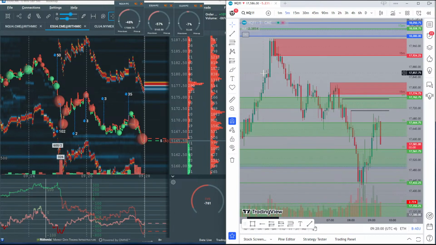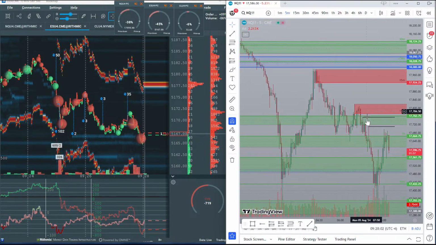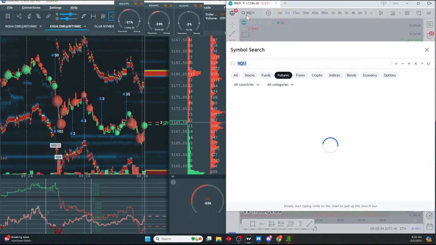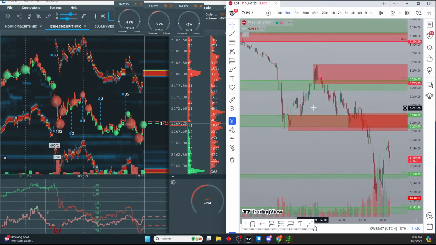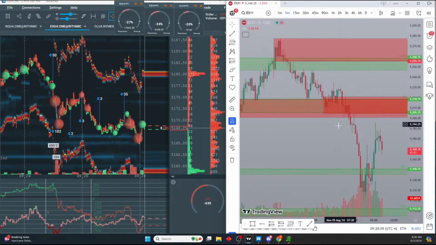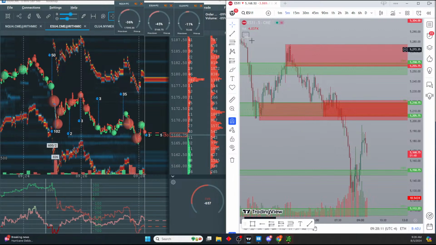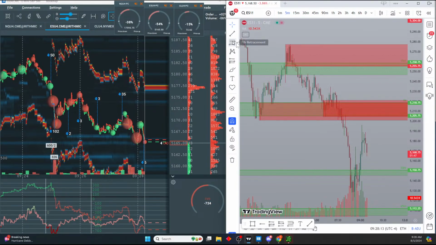Market opens in about 2 minutes, guys. Gonna stay patient here. Looking for NASDAQ shorts in that zone. Looking for ES shorts to hold up in this area right here. Gonna be a bit of a tough trade. Let's see.